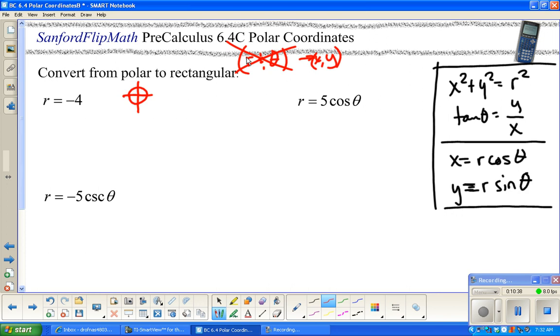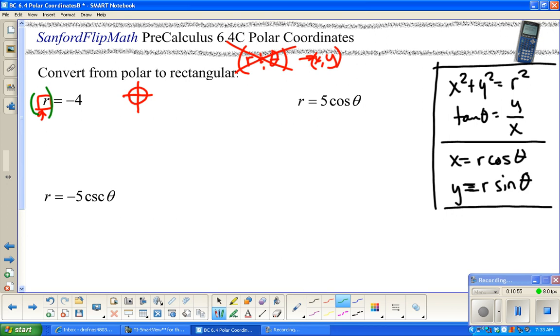And we want to make this into rectangular. Well, I don't have anything for r, but I do have something for r squared. So really, now you got two ways to go with this. You could replace r with the square root of x squared plus y squared. I'm not going to do that. I'm going to square both sides instead.